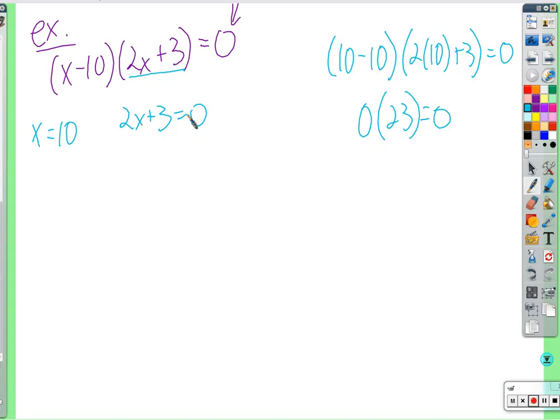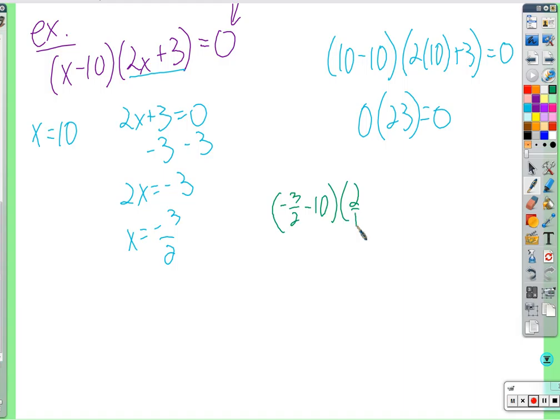Well, now what we've done is set up a really simple equation that is not too challenging to solve for x, right? What do we do to solve for x in this equation? You divide by 2 first. That would subtract 3. 2x equals negative 3. x equals negative 3/2. So x is negative 3/2. Let's test that one out.